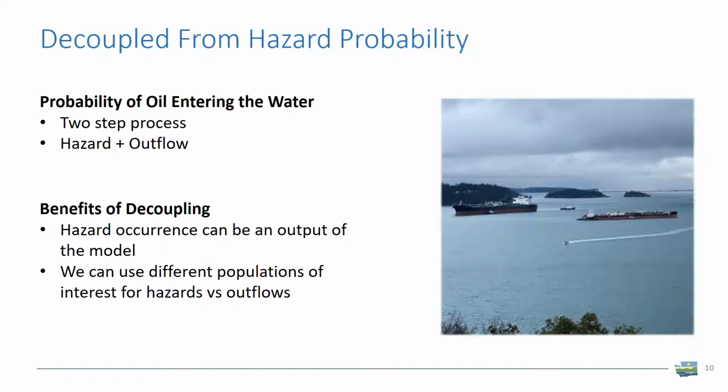Another benefit is that we can look at the estimate of hazard occurrences independently of oil spills. That's not currently in the scope of any upcoming analysis, but because of this structural approach, the model could be capable of estimating, for instance, just the number of groundings, independent of whether there's an oil spill or how much oil is spilled.